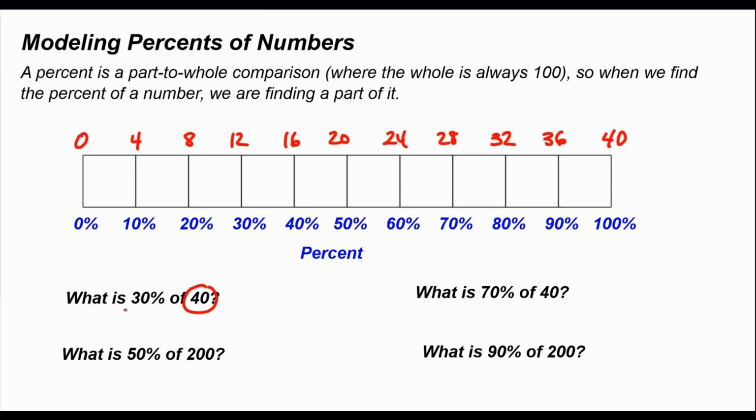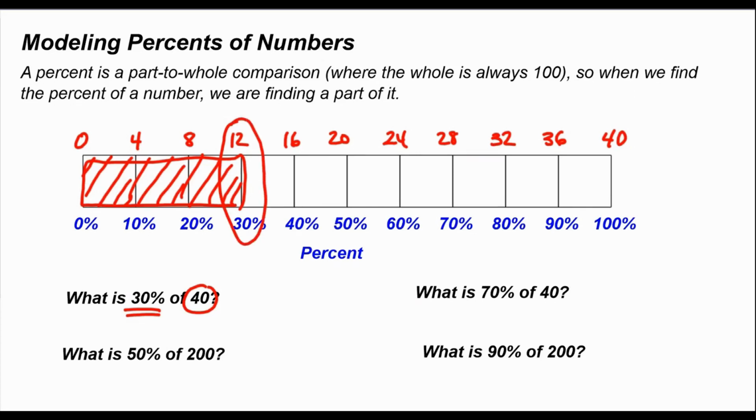So what I want to find is 30% of 40. I can imagine filling my grid up here. There's 10% of 40, 20%, and 30%. So this would be 30% of 40. And if I look at that bar, 30% of 40 is 12. So that's what we're talking about when we're finding the percent of a number: what part of it is it compared to 100.